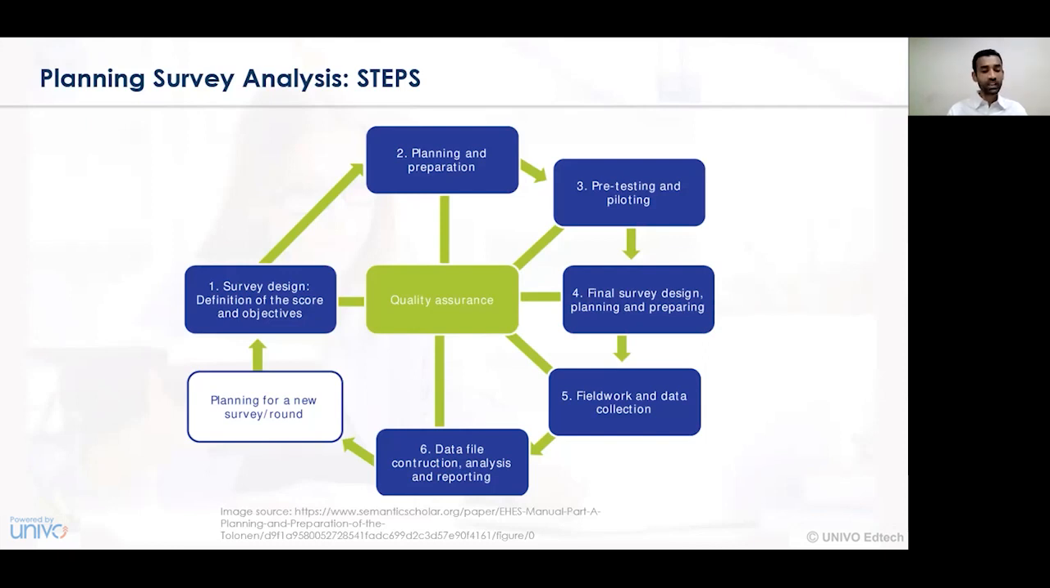Now, if all these activities, that is steps 1 to 6, do not fulfill their purpose, or if they have not been conducted successfully, then again we need to move towards the next activity, that is planning for a new round of survey. So if the current survey results are not very effective or fruitful, then you need to move back to step number 1, planning a new survey or round, and accordingly you again need to redesign the survey and define the scope and objectives of the survey analysis afresh.